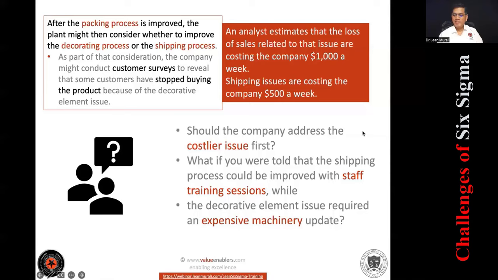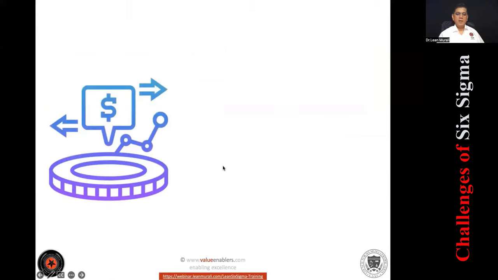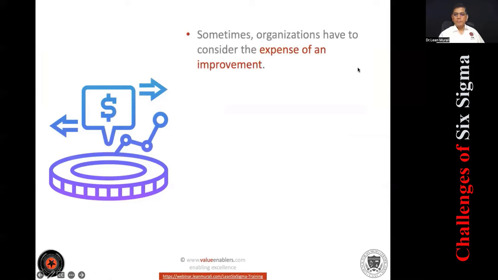There's a typo mistake that comes. Low-hanging fruit. That's called low-hanging fruit, a low-hanging opportunity. So we find that just by training people, we can immediately stop this loss, whereas the other would call for an investment if you go for it. So organizations have to consider the expense of an investment.